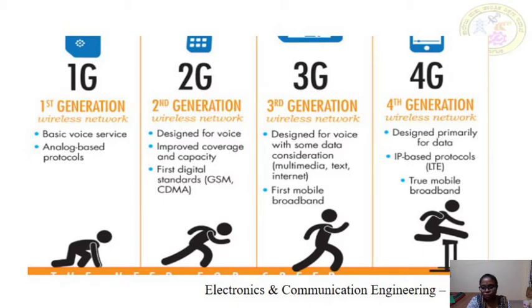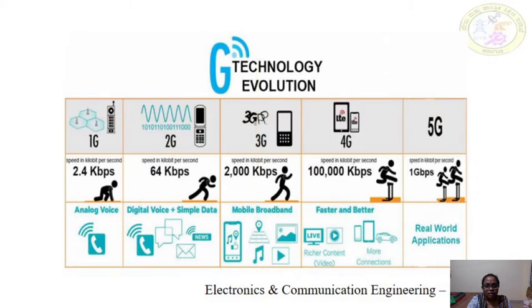In the previous topic, you have learned about the different generations. Let's discuss briefly. In the first generation, it's analog based protocols where only basic voice communication is going on, and it has a speed of 2.4 kbps.